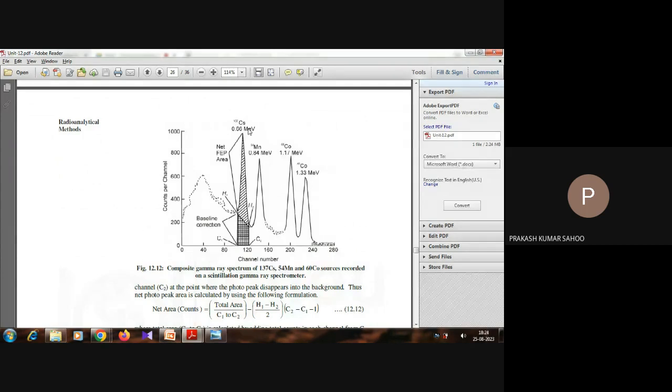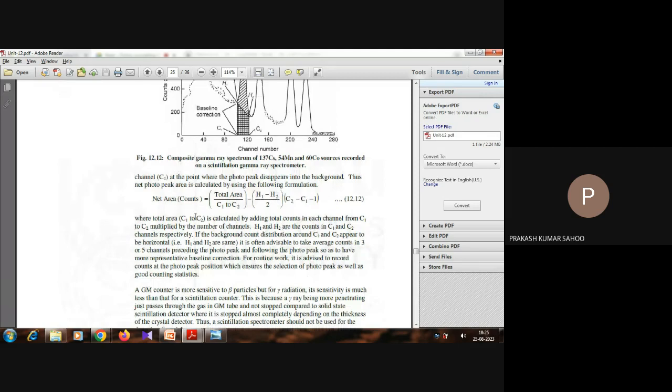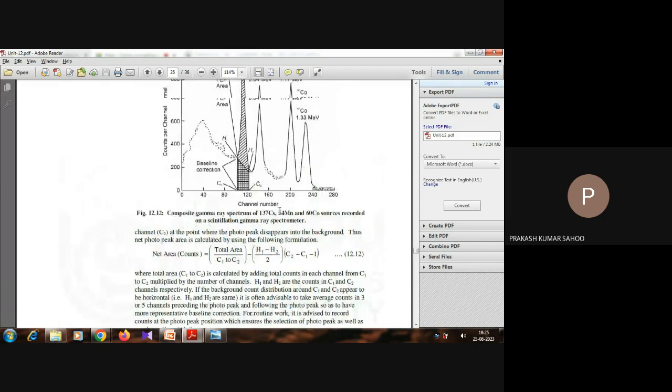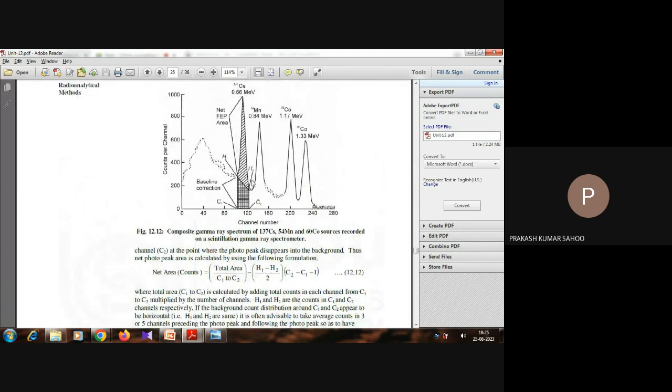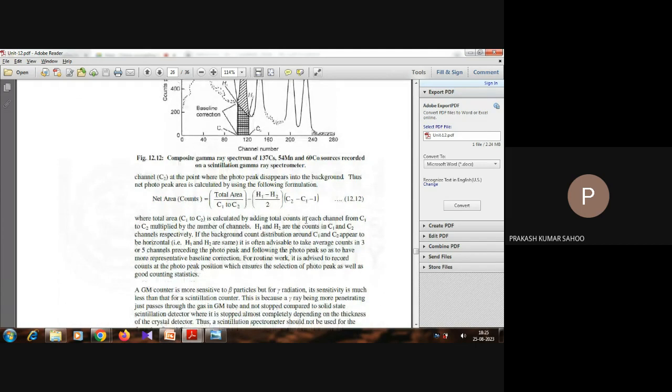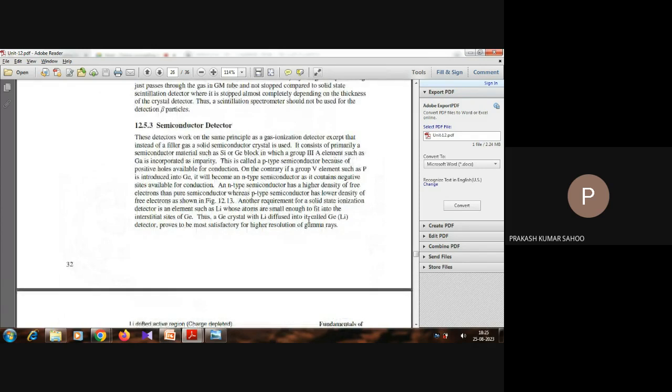Then we have cesium 137 here, which produces 0.66 mega electron volt, and manganese 54, 0.84 mega electron volt. Then we have some equations here: net area is the total area from C1 to C2 minus the area from H1 to H2, where this is the height H1 to H2. And then semiconductor detectors. This is of two types, P type semiconductor and N type semiconductor.